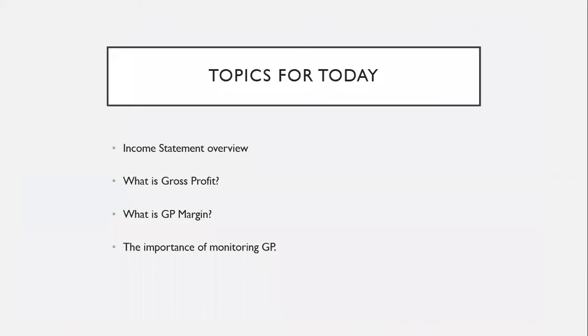So what we're going to do today is I will start with doing an income statement overview, just to put gross profit into context with regard to the income statement. Then we will talk about what gross profit actually is. We'll do a short exercise where you get to calculate what GP margin is. So please make sure that you do have a calculator, or you can use the one on your phone if possible. And then we'll talk about why it's important to monitor your gross profit in your business. And as we're going, if you have any questions, I'd be happy to take them.